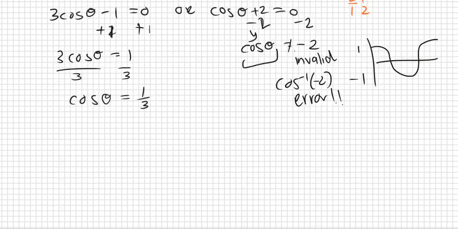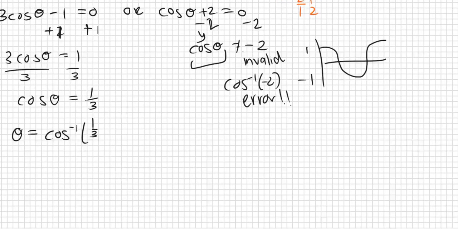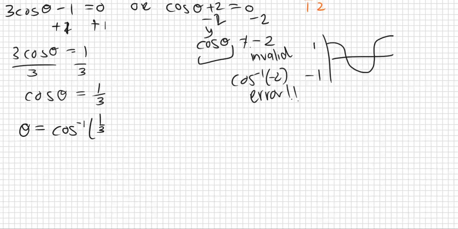Cos to the minus 1, take cos to the other side. So theta equals cos to the minus 1 of a third. Now we have a positive reference angle, which is the best place to be, because when we have a positive reference angle, it is in fact just the reference angle that we use. So you put this in your calculator, cos to the minus 1 of 1/3.